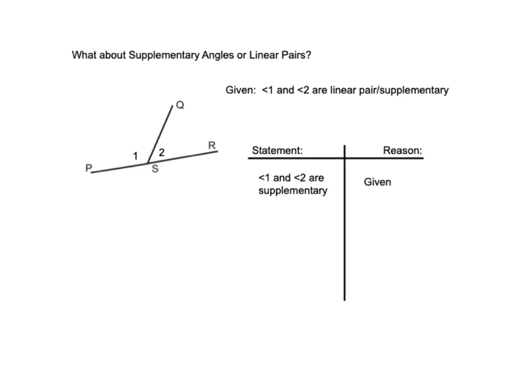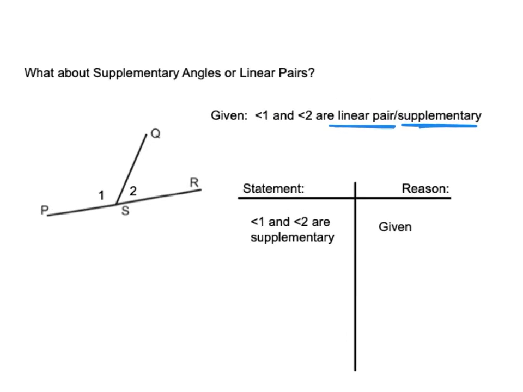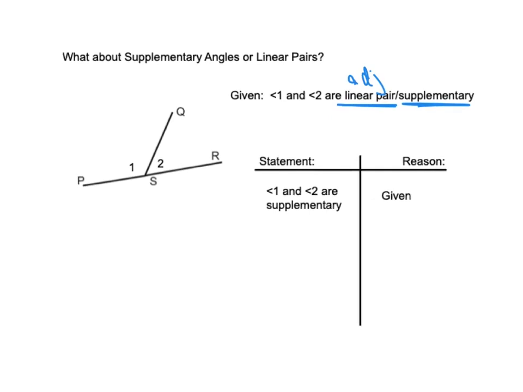Okay, same thing if you see the vocabulary word linear pair or supplementary. We're going to probably start using those fairly interchangeably now because linear pairs add up to 180, supplementary add up to 180. The only difference is that linear pairs are adjacent and supplementary angles don't have to be, but their definitions are very, very similar.